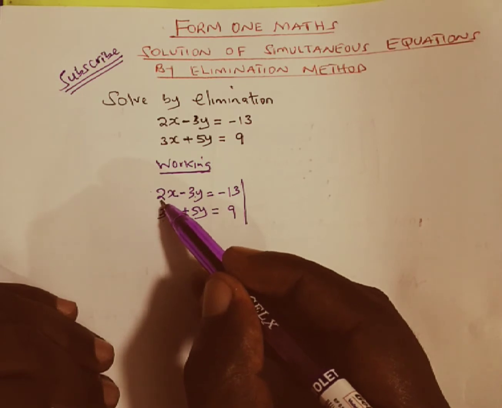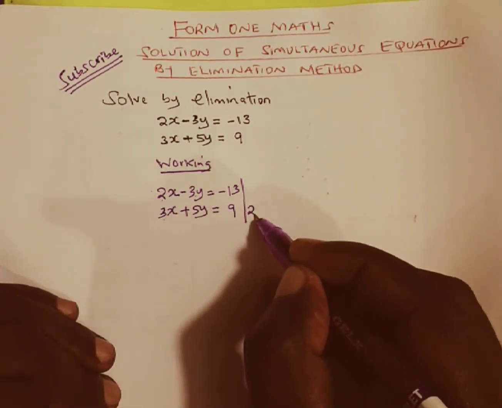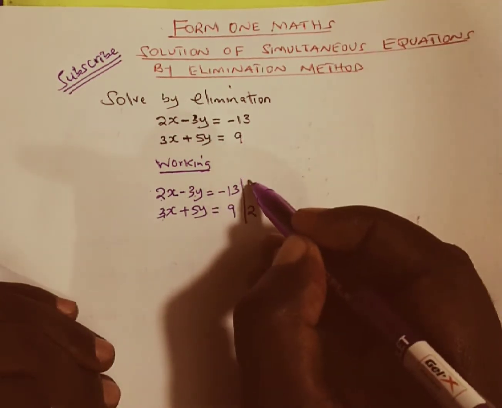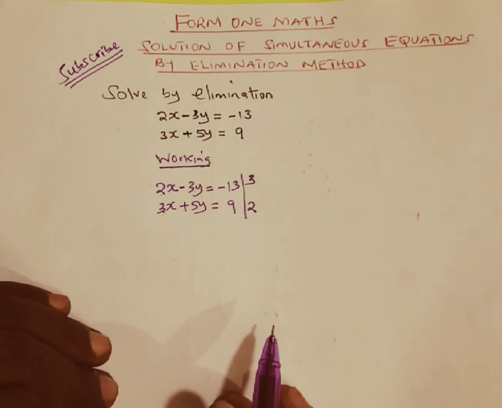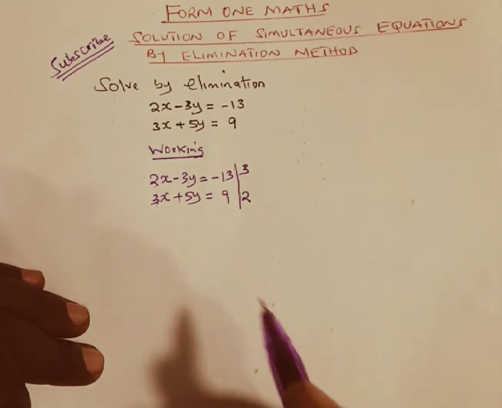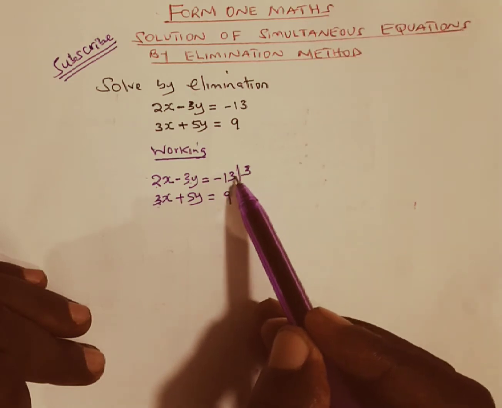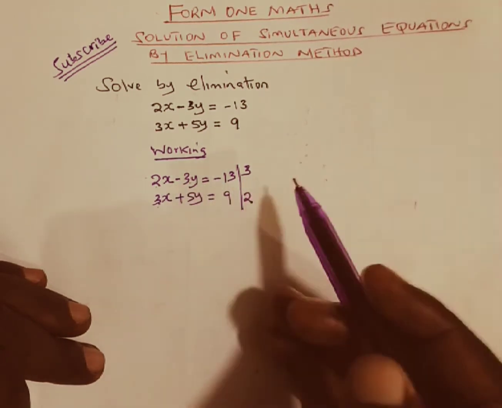In this case, if I decide to eliminate the part having x, I'm going to take the coefficient of x in the first equation, we multiply with the second equation. Then I take the coefficient of x in the second equation, which is 3, and multiply with the first equation. Having done that now, we can multiply across the first equation using 3.